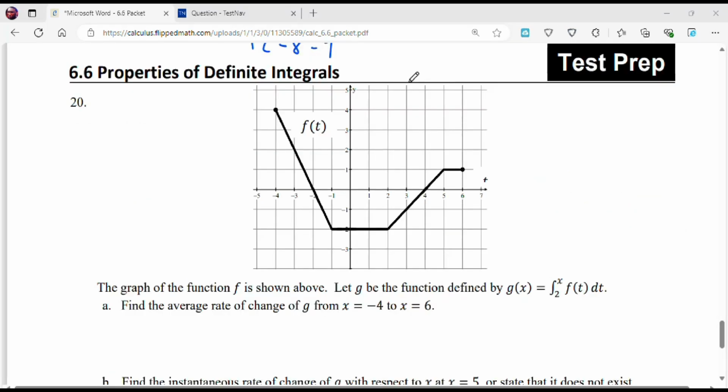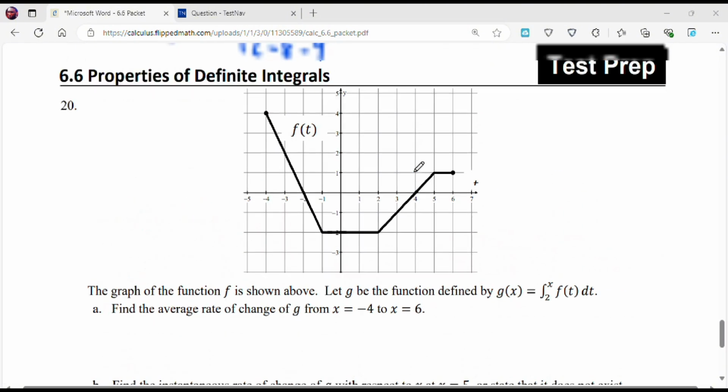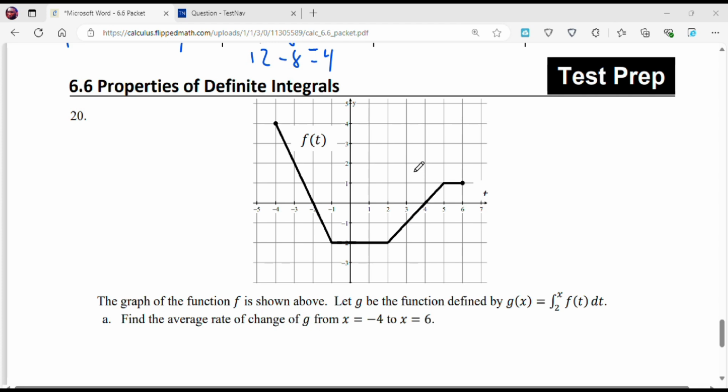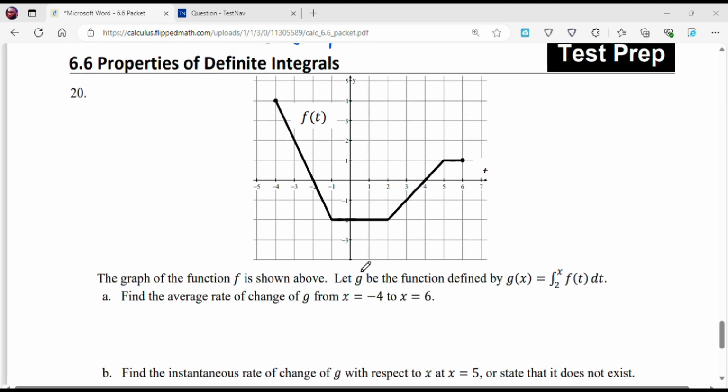Okay, for our last question, we have an FRQ. The graph of the function f is shown above. Let g be the function defined by g of x equals the integral from 2 to x of f of t dt. Find the average rate of change of g from -4 to 6.